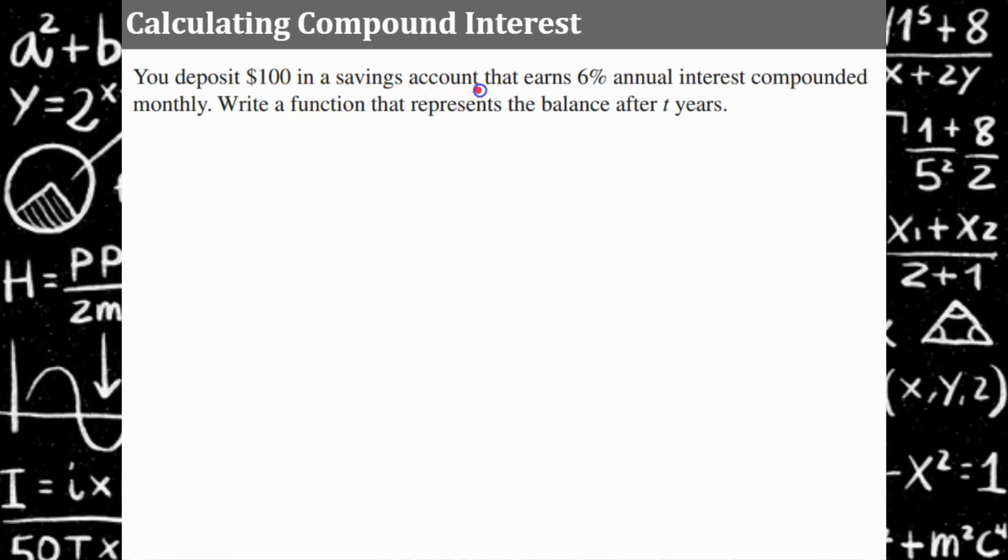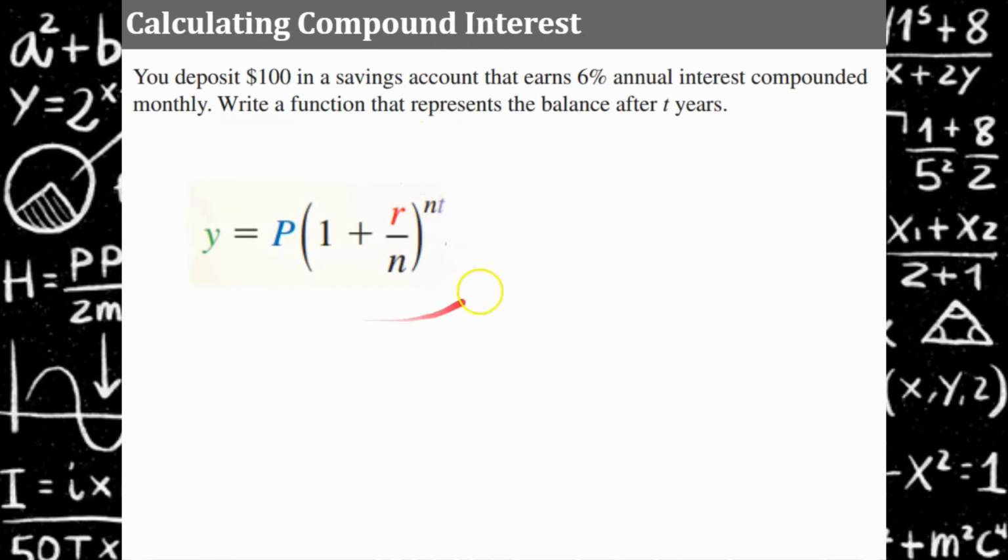And it's going to sit there in the savings account and earn 6% annually, compounded monthly. Compounded monthly means every month the bank is going to deposit an interest payment to you. You're going to earn money. So we're going to write a function that represents the balance after t years. That means we don't know the number of years that we're going to save for.